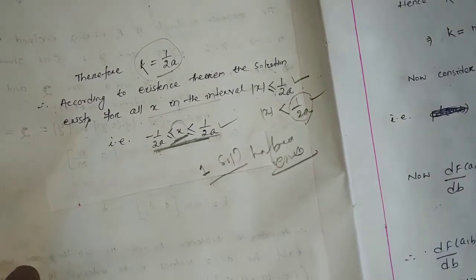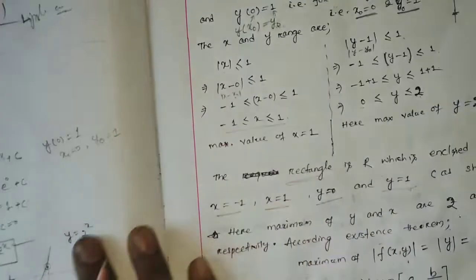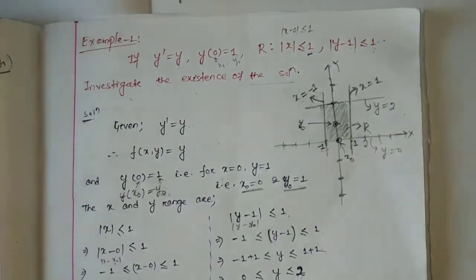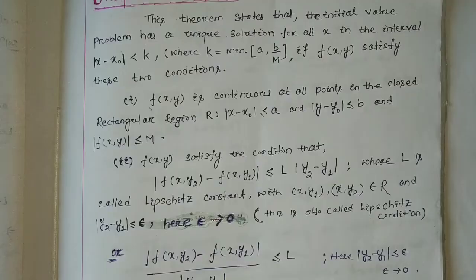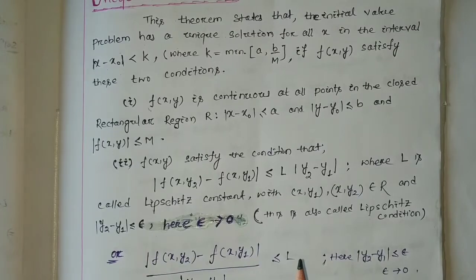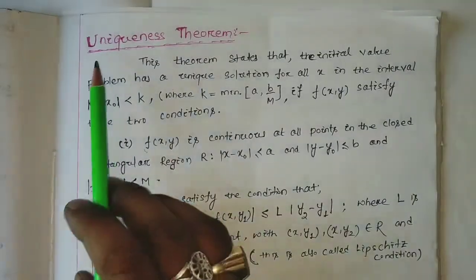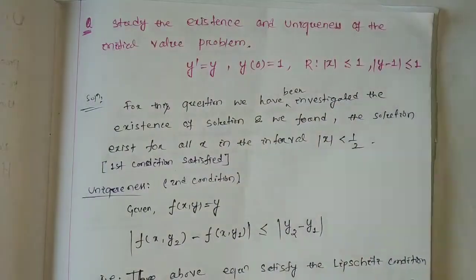So here we have discussed the theorem and the corresponding numericals, example 1 and example 2. Here we have to stop our discussion. In our next class we are going to discuss the uniqueness theorem and its corresponding numericals.